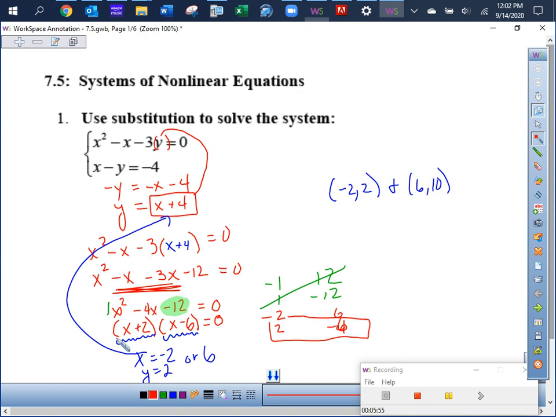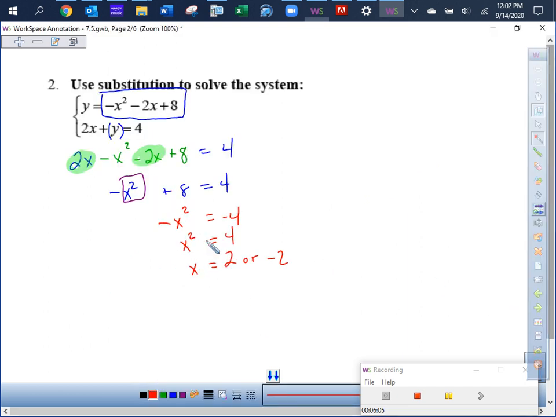Before we continue, I couldn't do that back here. I couldn't just square root because it had x's and x squareds in the same equation. So quadratic formula or factoring is how we'll roll. This one, we just square rooted both sides. So if x is 2, I'm going to go up here and take this guy, which is the easier one to deal with, and figure out what y is.